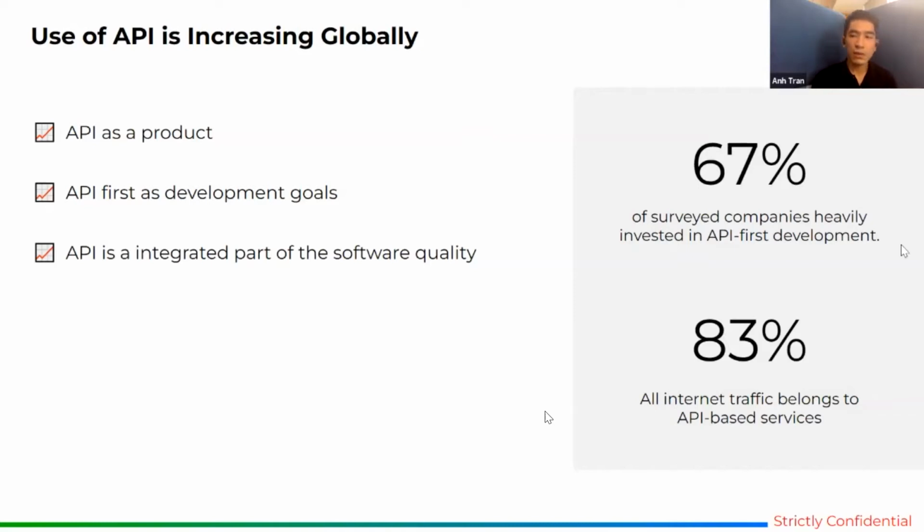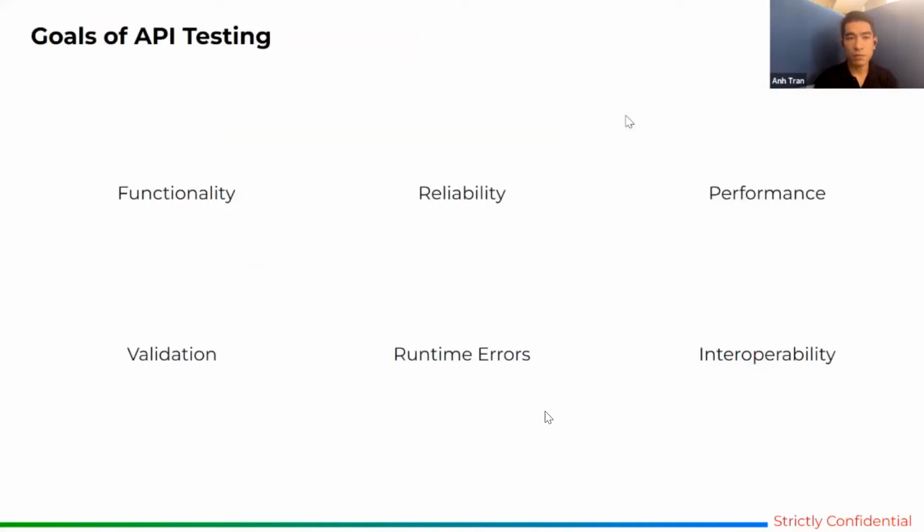All of this is being validated by some of the statistics that we see out here. 83% of all internet traffic belongs to API-based services, and that's huge. That's more than three quarters, right? Also, 67% of surveyed companies that we talked to heavily invest in API-first development, which speaks to how important it is to have API at the core of development goals.